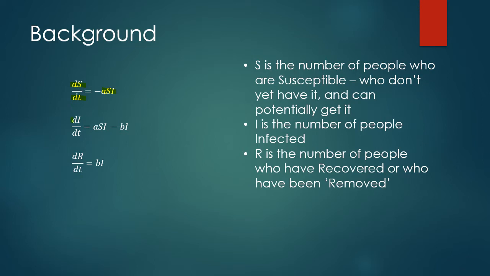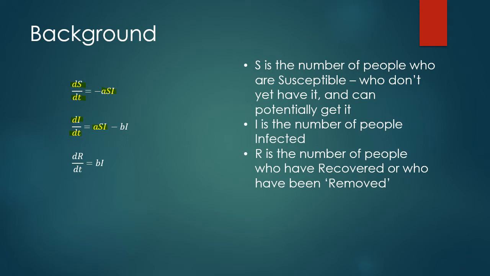The second differential equation looks at the rate of change of the infected, and here it's the exact same thing but positive for A S I. Here A is the same proportionality constant and S times I represents interactions. The more interactions there are between susceptible and infected, the more people get infected. Therefore, it'll have a positive impact on the rate of change of the infected.